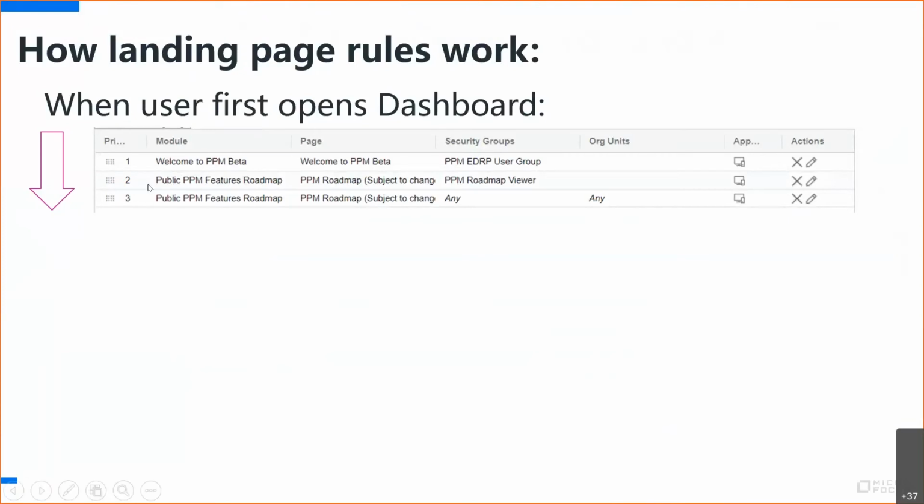If the user is using a different device than defined here, then it goes to the next line. If the user belongs to any other linked security group or any other listed organization units, this particular page will be selected as the landing page for that user. But if none of these rules apply, and the end of the list is reached without any line being selected, then the first dashboard page of the user is selected, which is the old or default behavior.